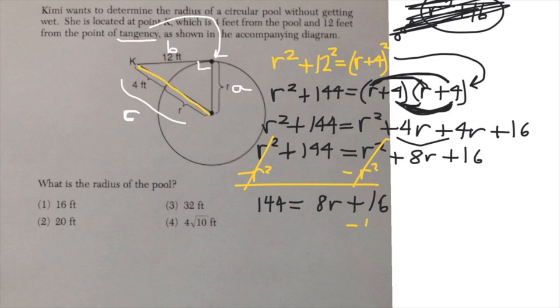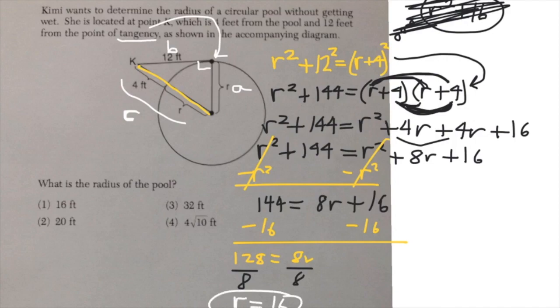So let's subtract 16 from both sides, giving us 128 is equal to 8r. Divide both sides by 8. It comes out to be exactly 16, which is one of the answers here.